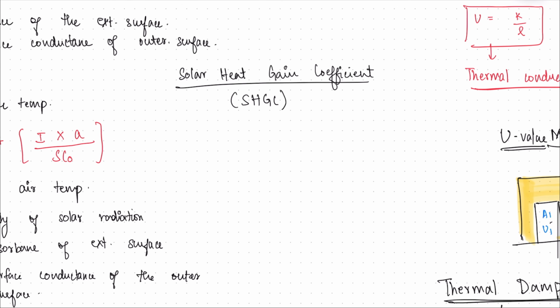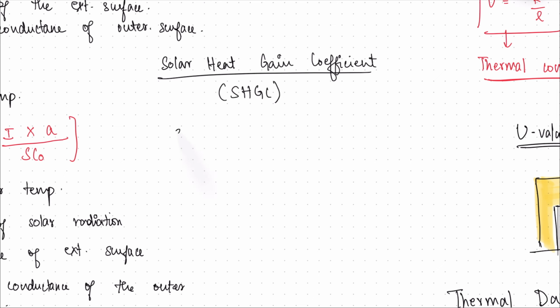Your solar heat gain coefficient can be written as the solar heat that is admitted to the inside of the building divided by the total incident solar radiation.